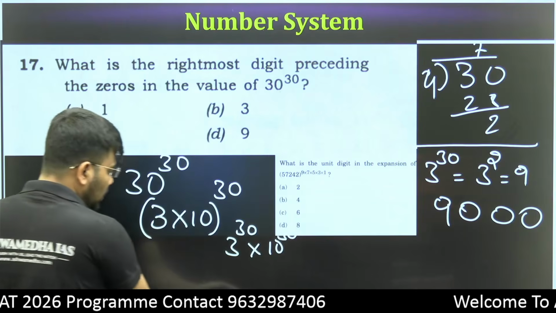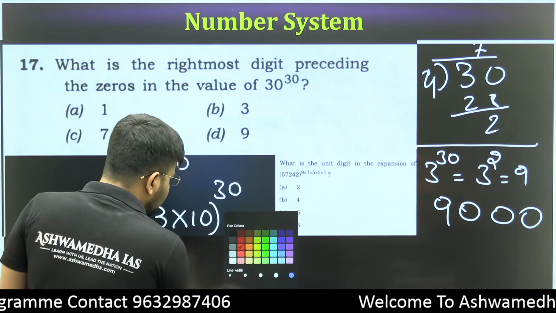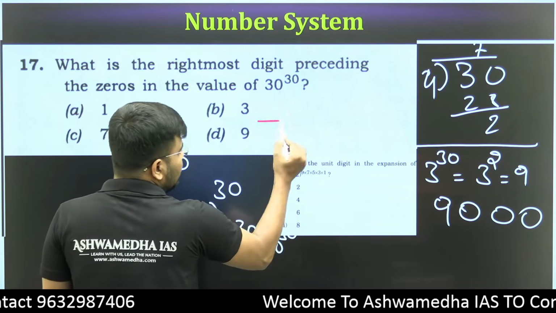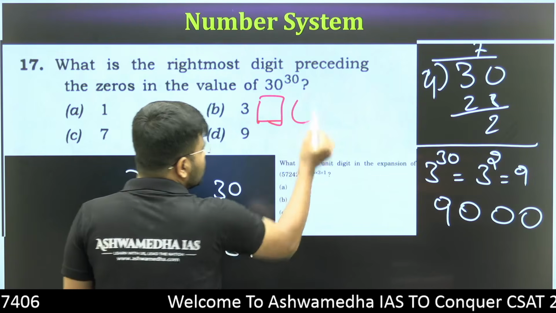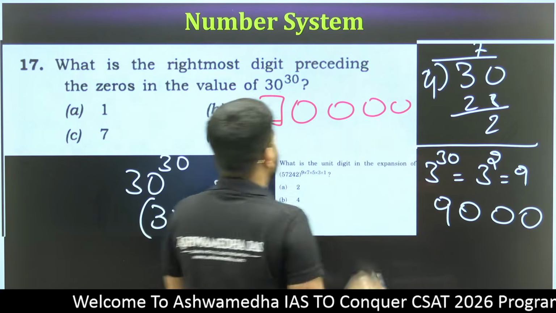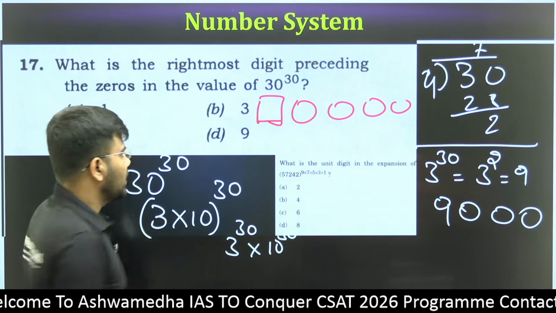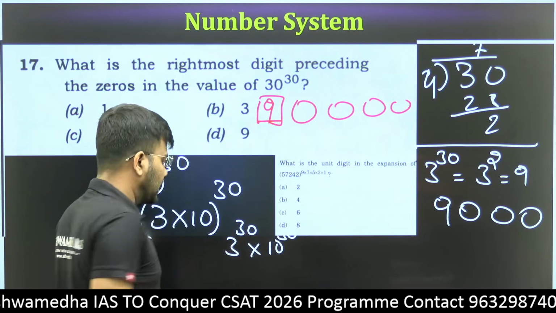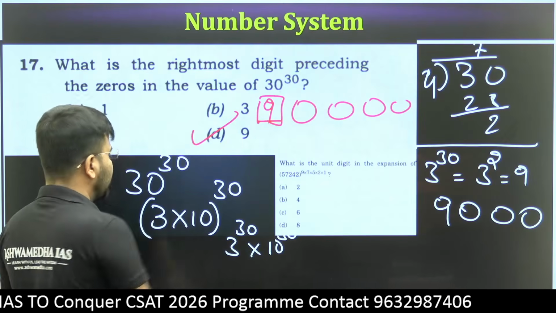Here the question is, they are asking you the digit preceding the zeros. That means here one digit is there, followed by how many zeros? 30 zeros. I have split it. I hope it is clear. So here 9 would be the answer. So that is option D, the correct answer.